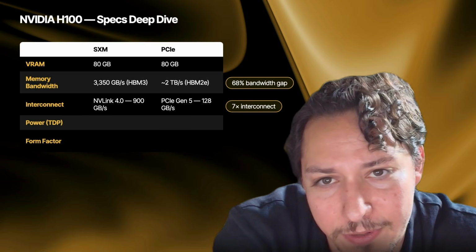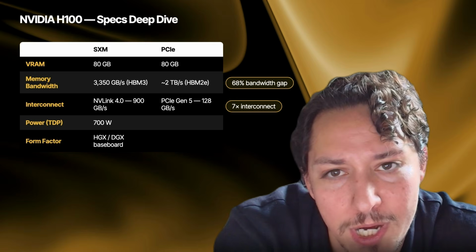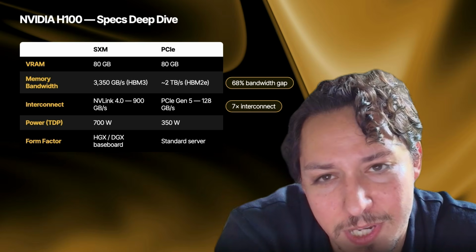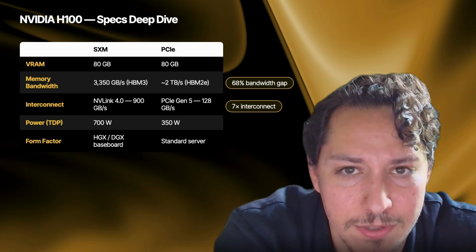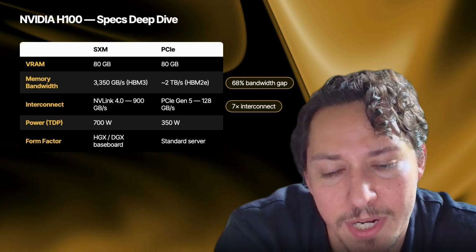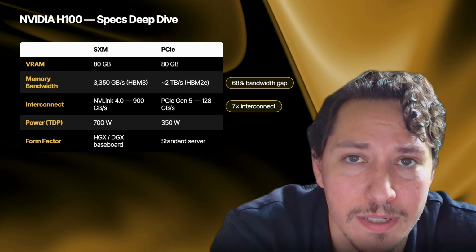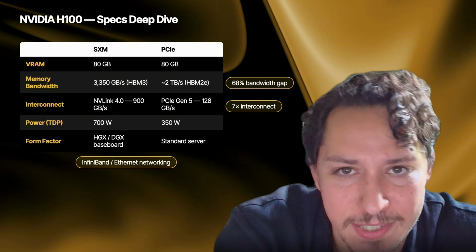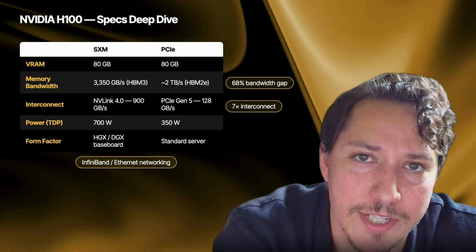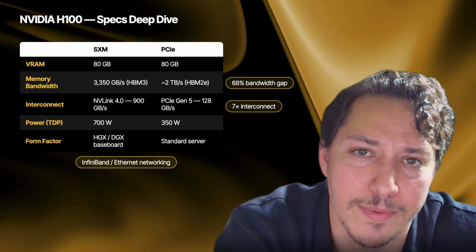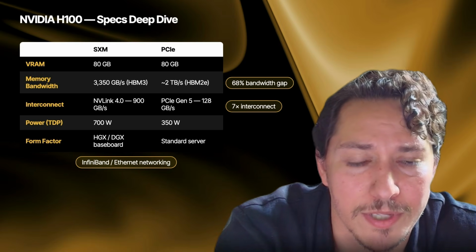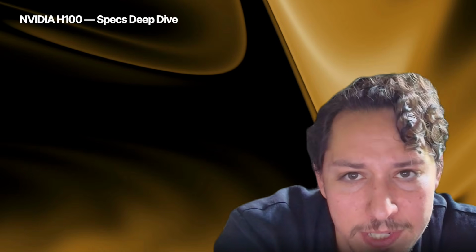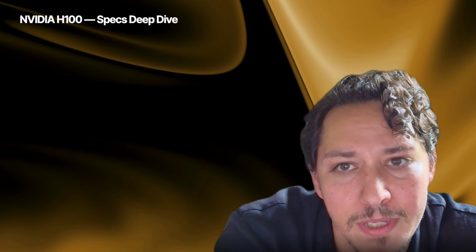The trade-off is power and infrastructure. SXM draws up to 700 watts and requires an HGX or DGX baseboard. PCIe is 350 watts and fits in standard servers. If you don't need multi-GPU training at scale, PCIe saves you a lot of money and complexity. Now, when you hear about InfiniBand and Ethernet backbones, that's going to be your SXM models. That DGX and HGX baseboard allows for networking between the GPUs and the GPU nodes that you simply don't get with PCIe.